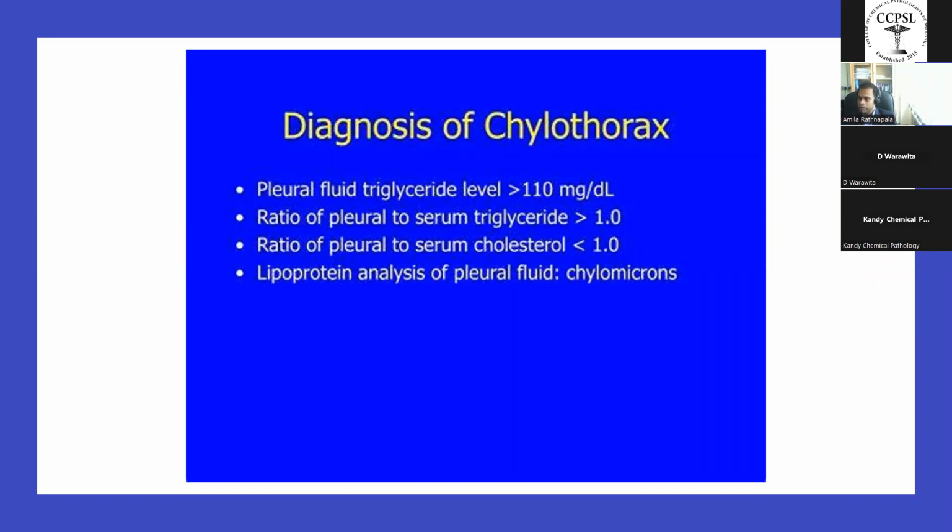we use the pleural fluid triglyceride level if it is more than 110 milligrams per deciliter, and the ratio of pleural to serum triglyceride level more than 1. And the ratio of pleural to serum cholesterol level should be less than 1, and on lipoprotein analysis of pleural fluid we might see the chylomicron. But we are not doing this lipoprotein analysis commonly in chylothorax.